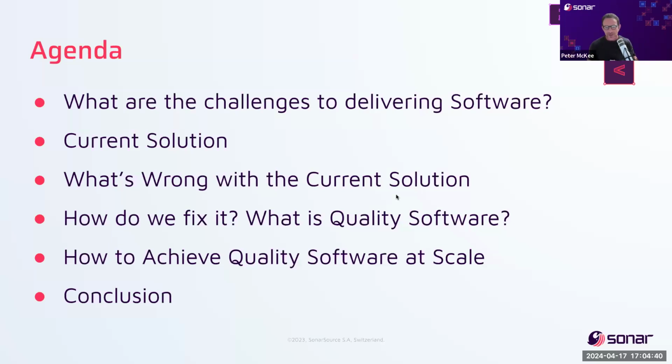Let's take a quick look at the agenda. I'll start off talking about what challenges there currently are to delivering software, what our current solution is to some of those challenges, what's wrong with that current solution, and then how do we fix it? And I'm going to tie in software quality, so a little look ahead. And then how to achieve quality software at scale, and then we'll conclude things up. But let's go ahead and jump into it.